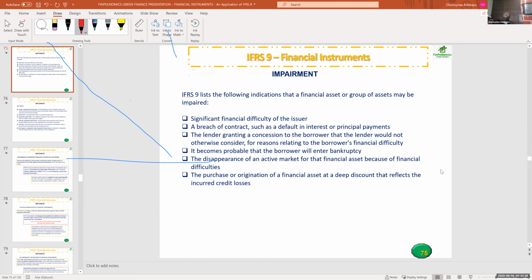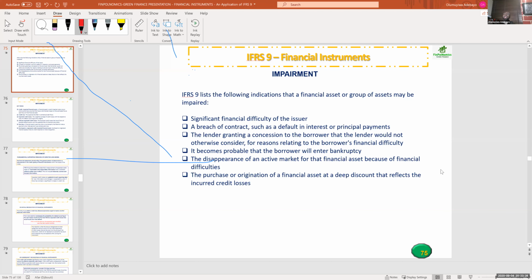If you have to grant a concession that, under normal conditions or an ideal situation, you wouldn't have given, like the concessions most banks are giving some debtors now as a result of COVID-19, where some are even seeking a moratorium of an additional 18 months, in such a situation, there's a loss event. When it is highly probable that the borrower will be declared bankrupt, or is in the process of bankruptcy, or is in the process of receivership, there's a loss event.